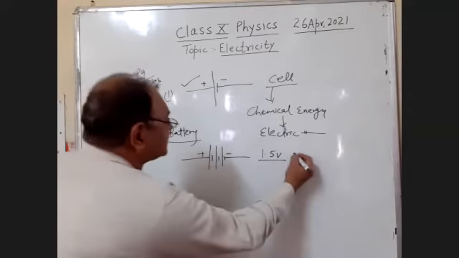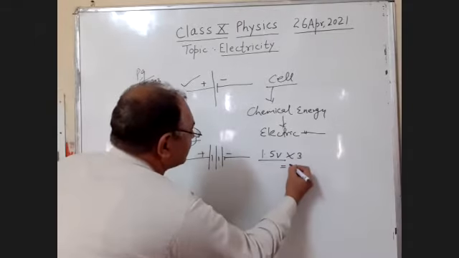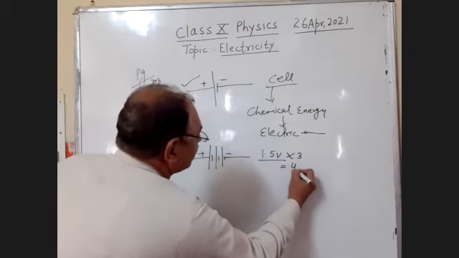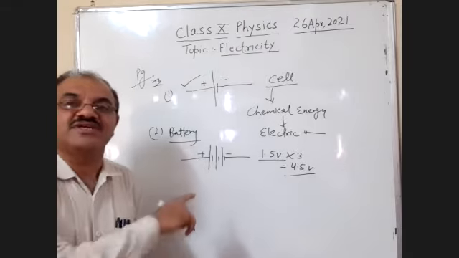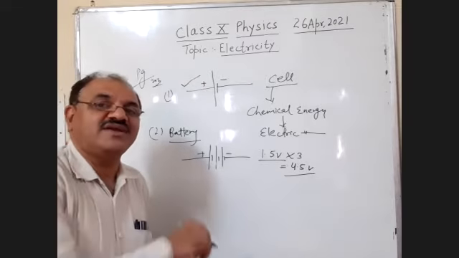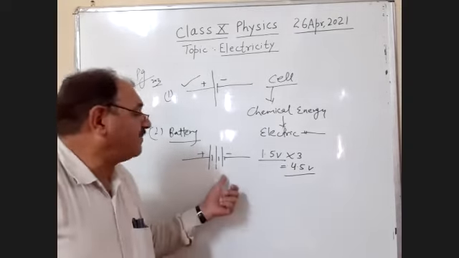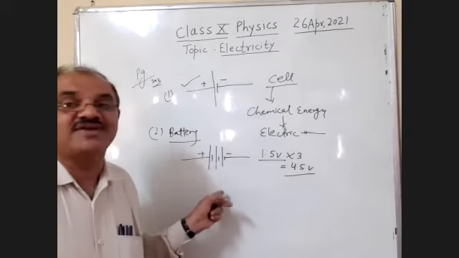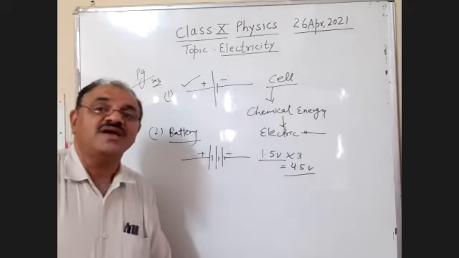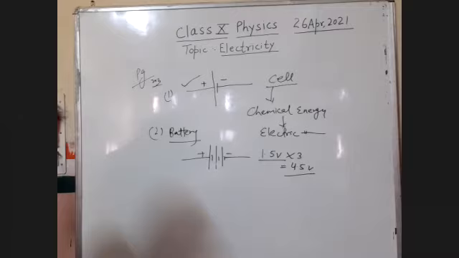Now here three cells are there. It means multiplying, 4.5 volt. Is it clear, students? So it is a battery. Now battery is a combination of two or more cells. That is called battery. This is the symbol of the battery. Is it clear, student?